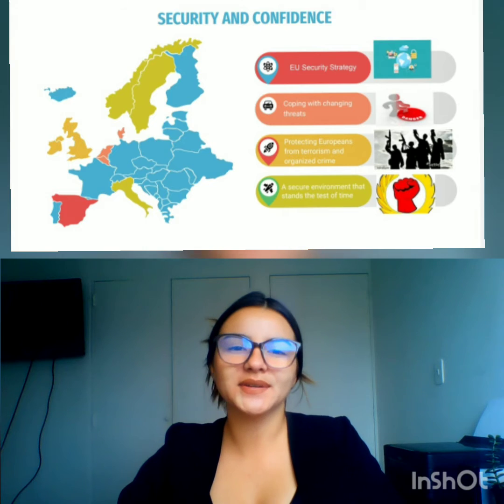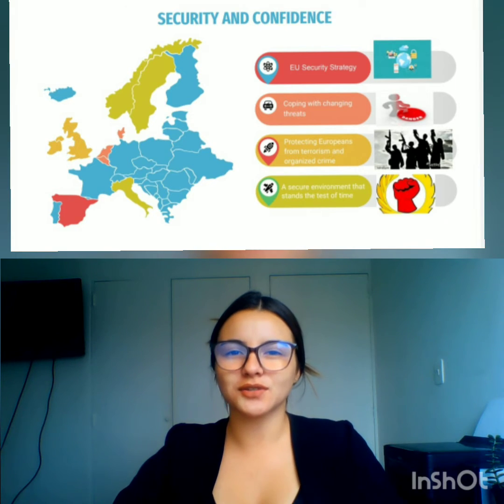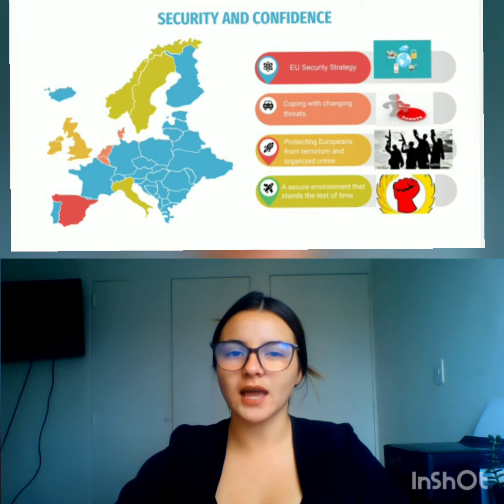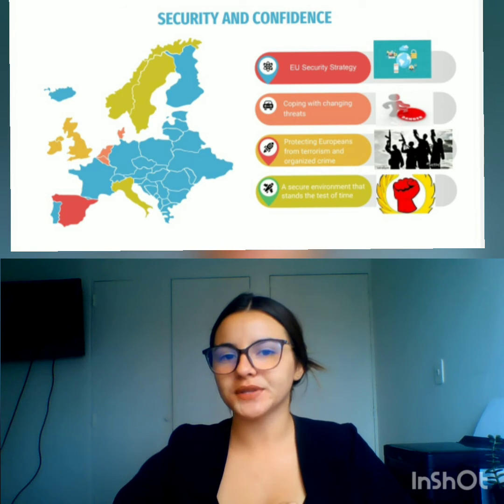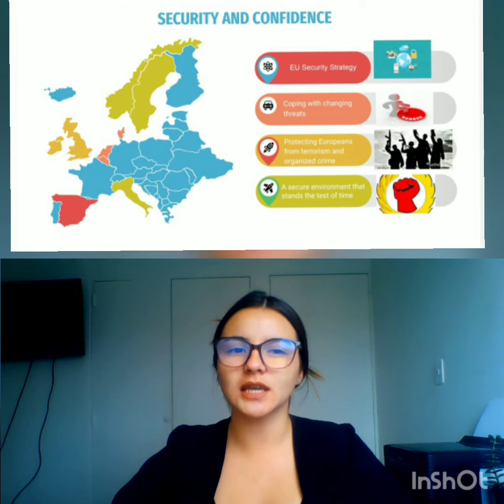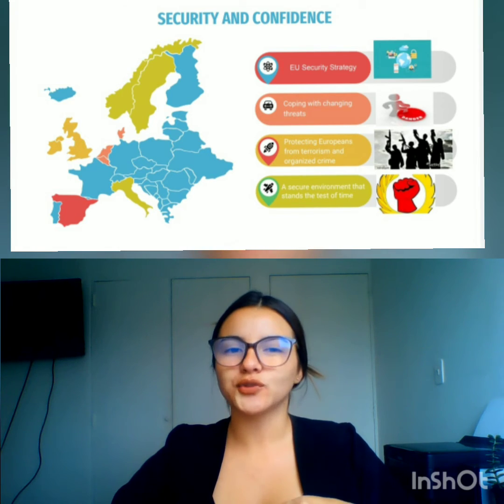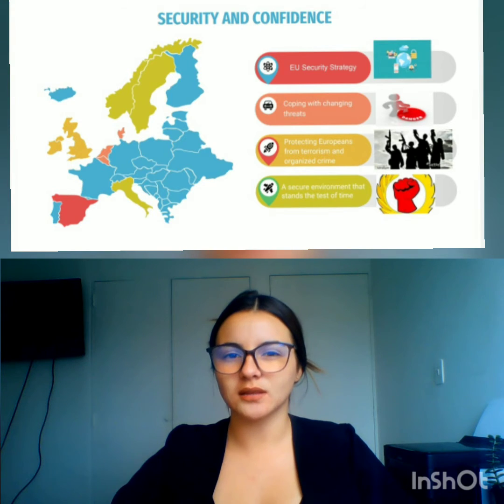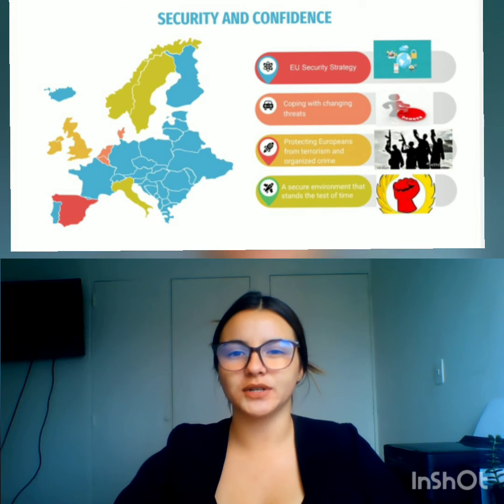The European Union is facing different challenges and needs common solutions to provide security and confidence to each of its citizens. We find in the European Union a strategy for a security union, based on establishing tools which must be developed to ensure the security of the physical environment. It also protects Europeans from terrorism.